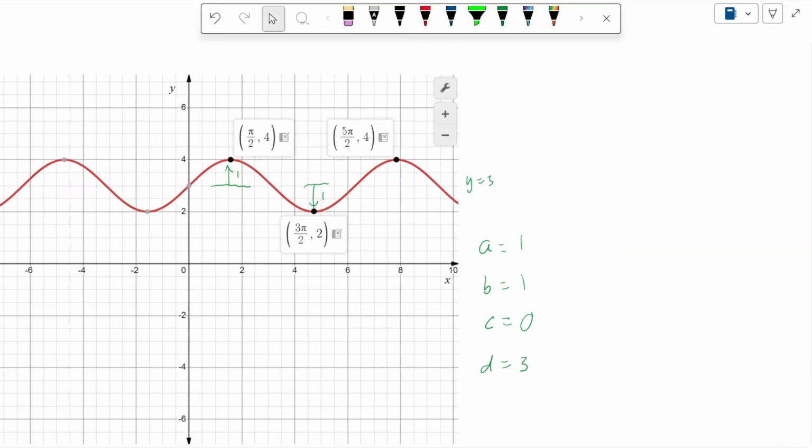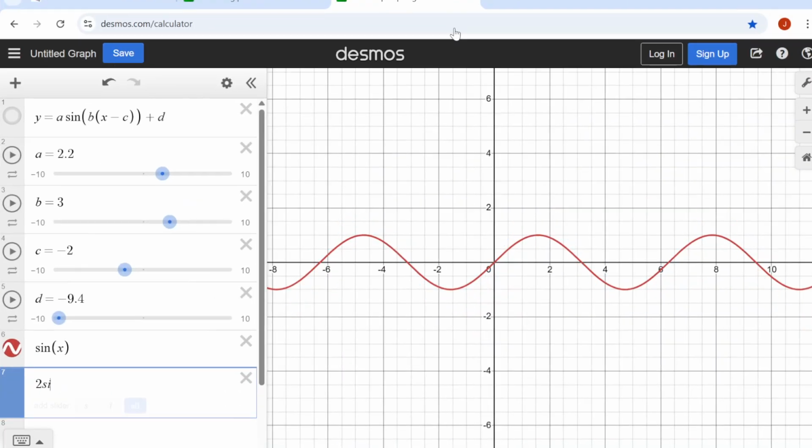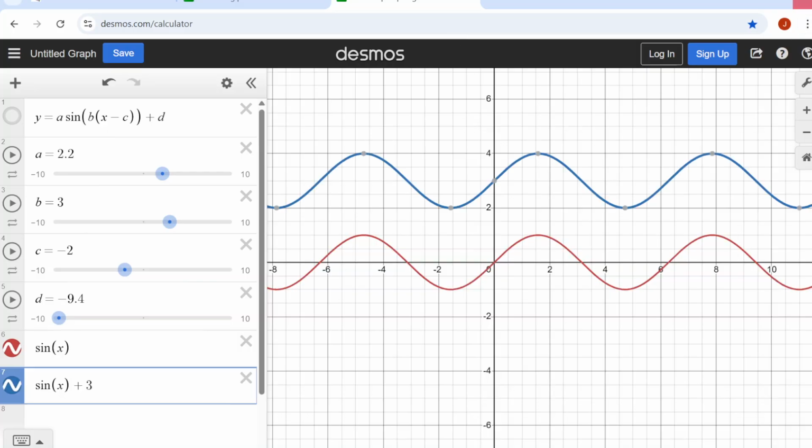So this graph looks like y is just normal sine of x, no modifications, plus 3 on the end. Now if we try that, then we should see, yes it is, it's moved up by 3.